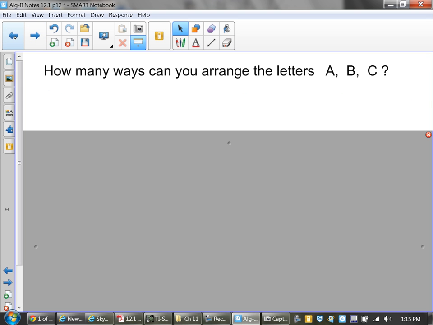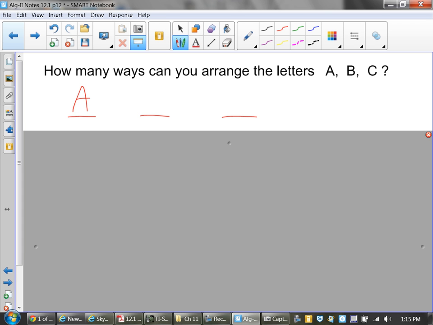How many ways are there? You're overthinking it, Hunter. There's 3 spots. If you pick one to go in the first one, there's 3 letters that could have gone there, right? How many letters can go in the next one? 2 times 2 times 6. No. 3 times 2 times 1. This is that factorial.